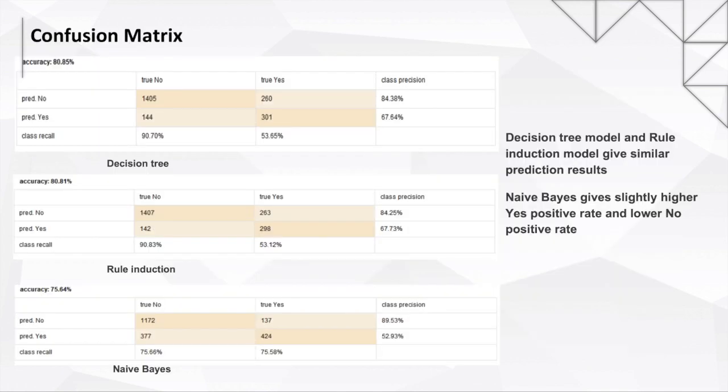Now we are looking at the confusion matrix for three models. Decision tree and rule induction have similar overall performance, while the naive Bayes has lower accuracy. The class precision for predict no is higher and predict yes is lower. The deviation is bigger than the above two methods. Based on those facts, we choose the decision tree model for further analysis.